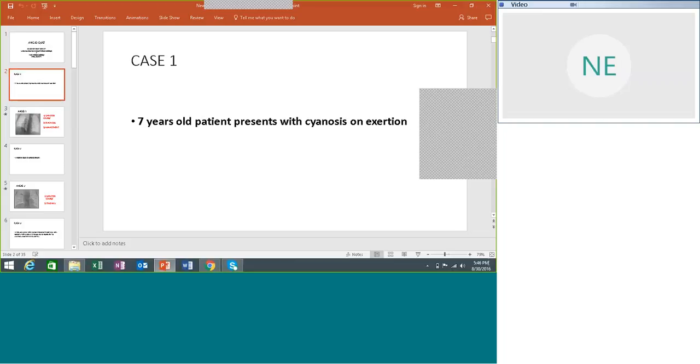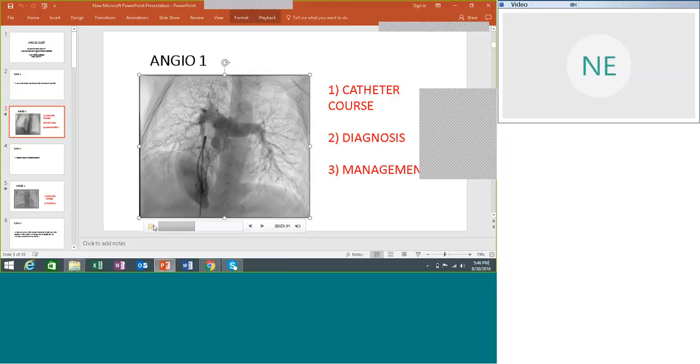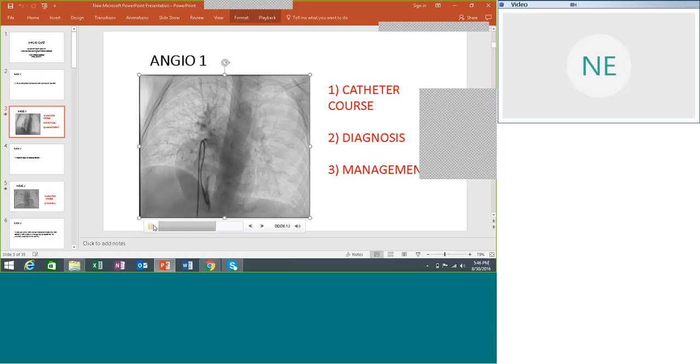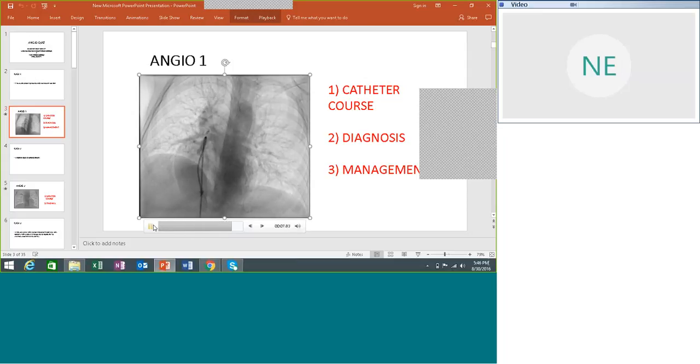A 7-year-old patient presents with cyanosis on exertion, and if you see the angio, you have to tell me the catheter course, the diagnosis, and the management. Catheter course, diagnosis, and management. A 7-year-old child with a little bit of cyanosis and dyspnea on exertion.